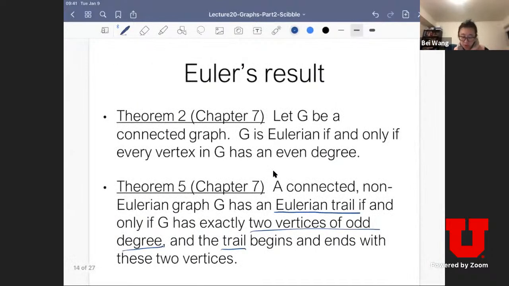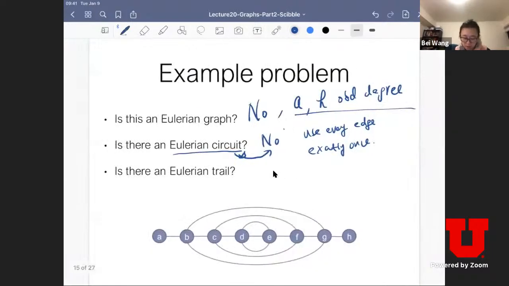Okay. And finally, is there an Eulerian trail? Remember, we say it has a trail if and only if it has exactly 2 vertices of odd degree, and it begins and ends with those 2 vertices. So we know that nodes A and H both have odd degree, and they're the only ones that have odd degree. And then we can try to have a trail that starts with A and ends with H. So the answer is, let me see if I can try to draw it.